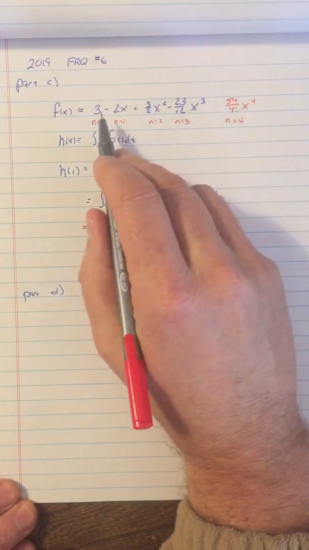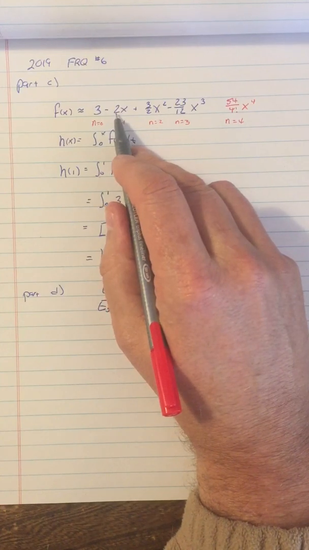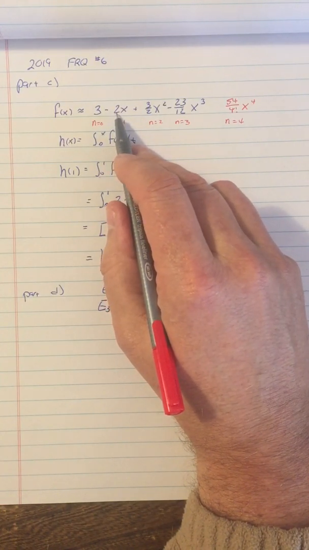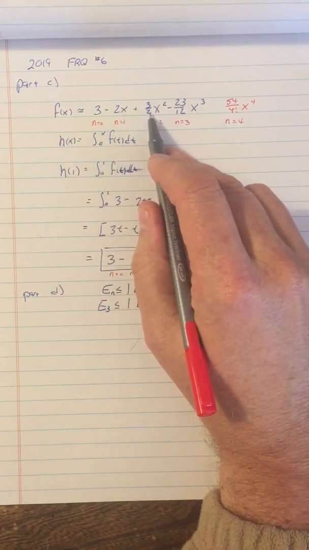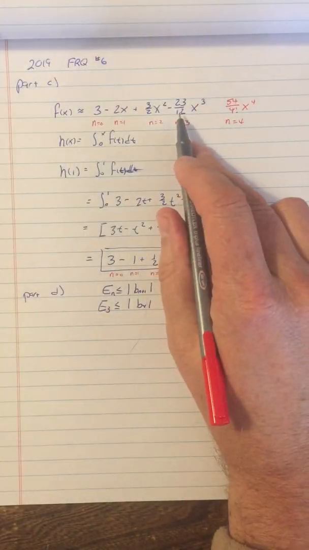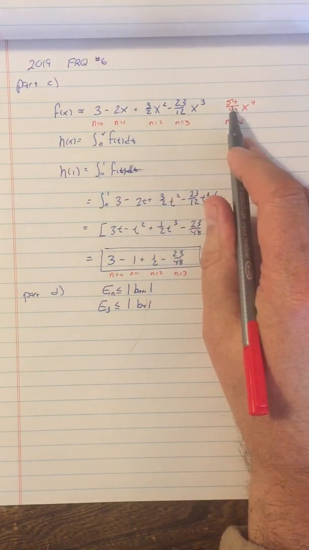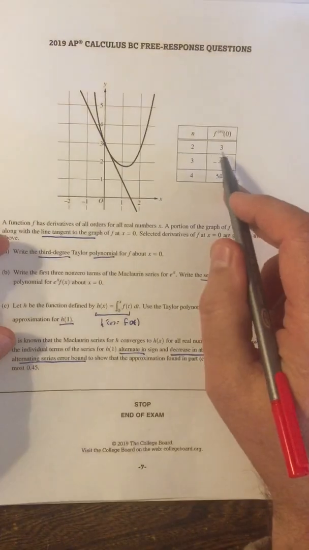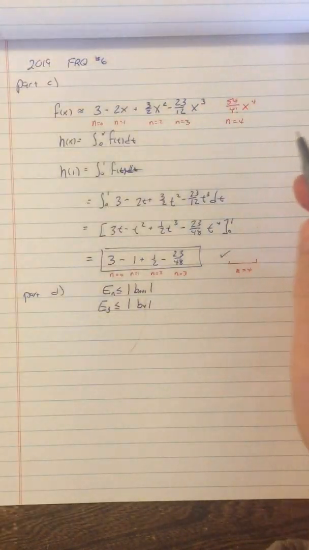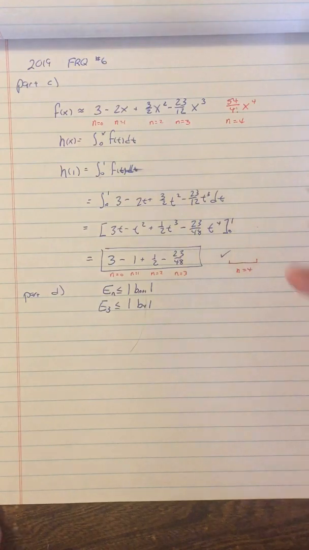Because this was f of 0 over 0 factorial, f prime of 0 over 1 factorial, f double prime of 0 over 2 factorial, there's your f double prime, f triple prime of 0 over 3 factorial, and then this is f4 over 4 factorial. And then we get to the x to the 4th. So that's just adding another term for the Taylor series.